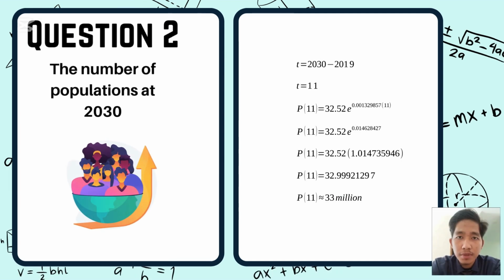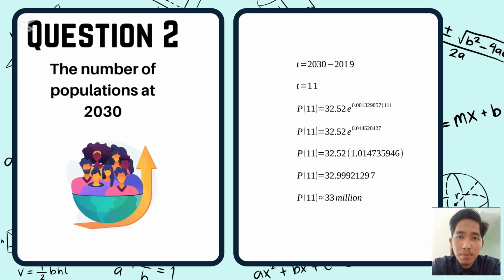Lastly, let's discuss question 2. The question asks how much the population is in 2030. So the first step is to find the value of t. In order to find t, we subtract 2019 from 2030. Then we get t is equal to 11. Then we substitute t with 11 in the unique solution from before. Then we get approximately 33 million. So, in 2030, the Malaysian population will be 33 million. That is the end of the problem solution part.